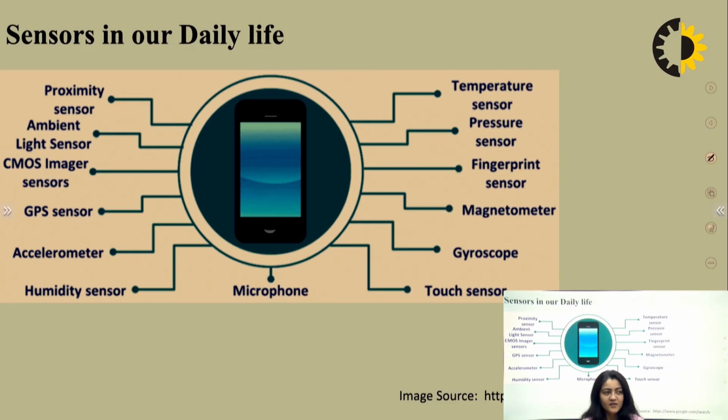Then how is it possible? We have humidity sensors also, so you can see the temperature and the humidity of your surroundings. Then we have a microphone, obviously, for speaking. Then we have touch sensors, which have been available for the last decade. We see there is an increasing demand for touch phones. Then we have a gyroscope, a magnetometer, a fingerprint sensor, a pressure sensor, and a temperature sensor. So you see, in a single device there are so many sensors, more than 10 or 20 sensors.